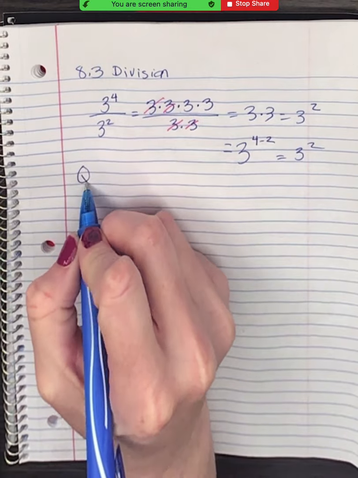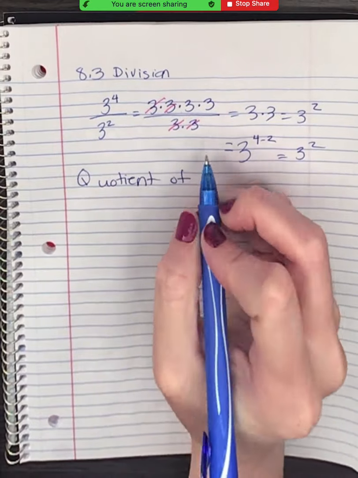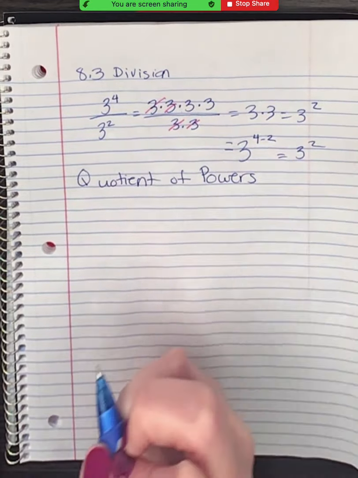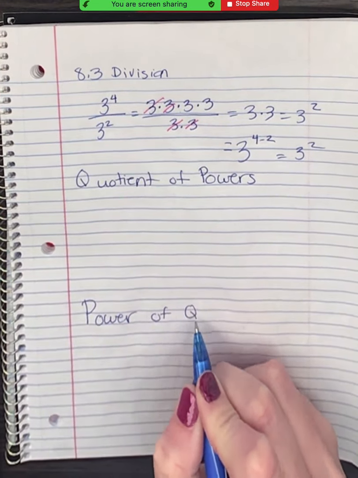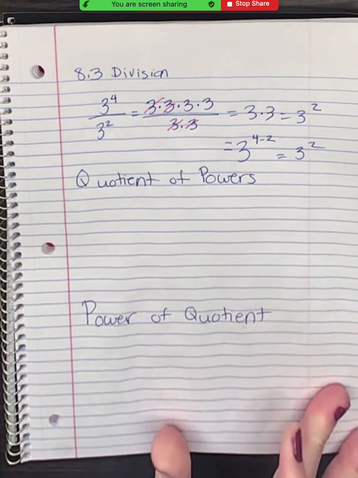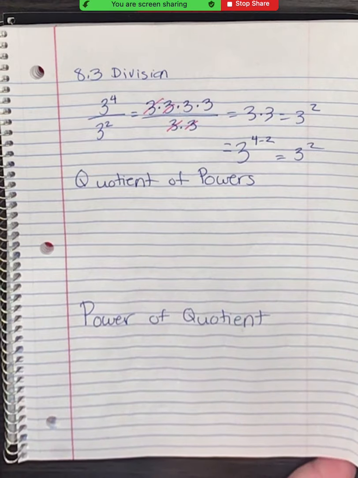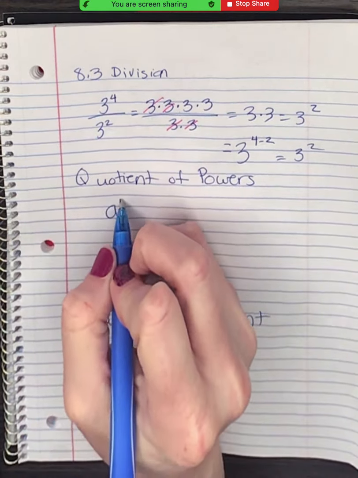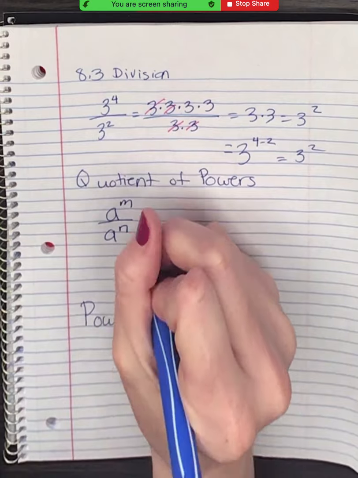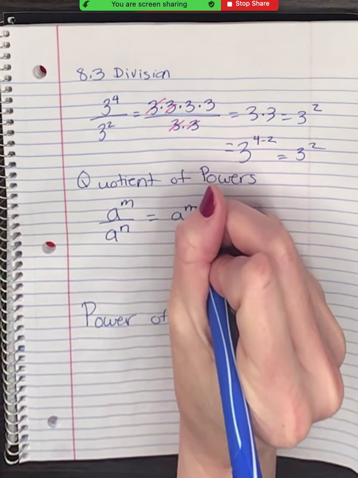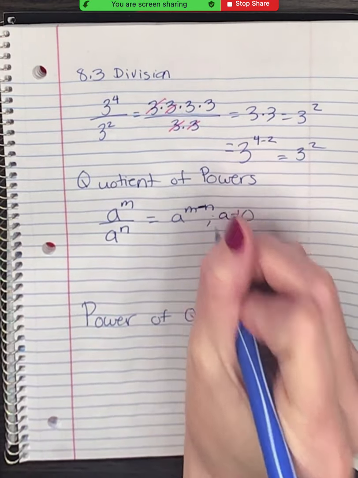It is the quotient of a power and the power of a quotient. And quotient means division, okay? So if you have a and b be real numbers and m and n are integers, then a to the m over a to the n, they have the same base, it's division. We are going to subtract their powers, as long as a is not 0.